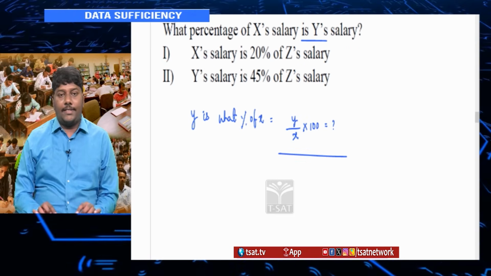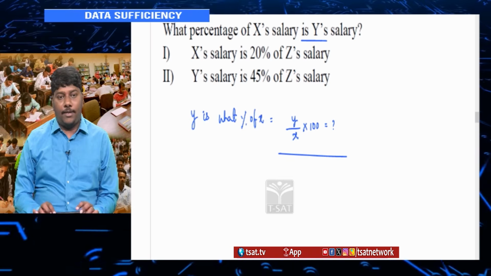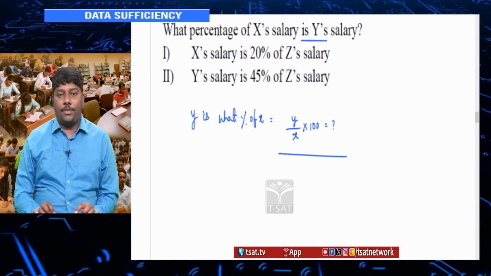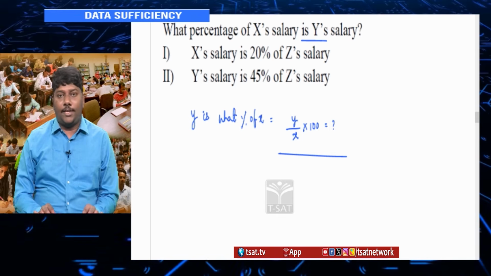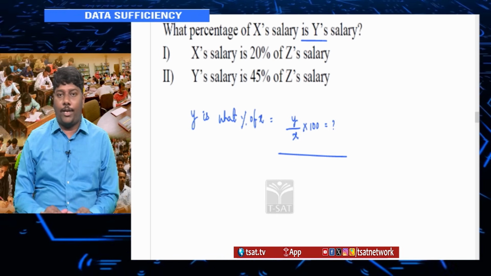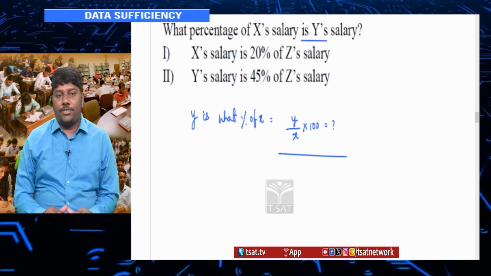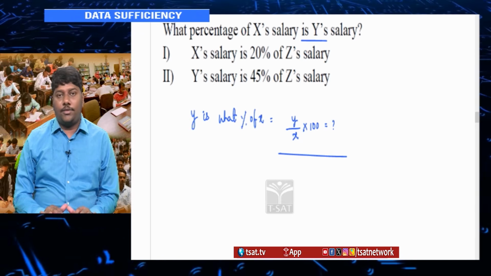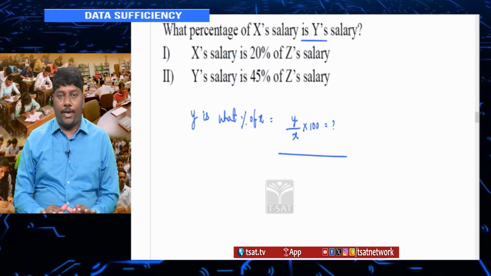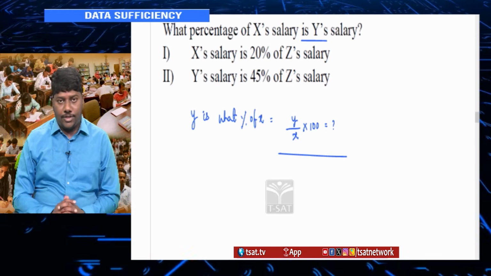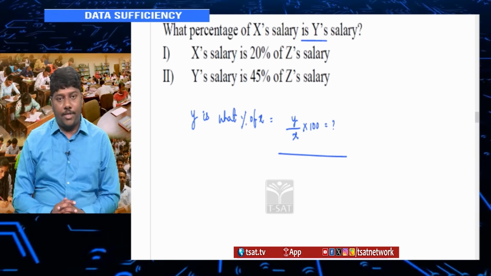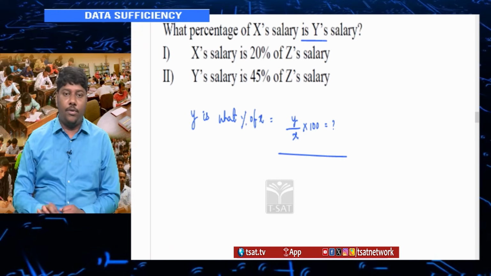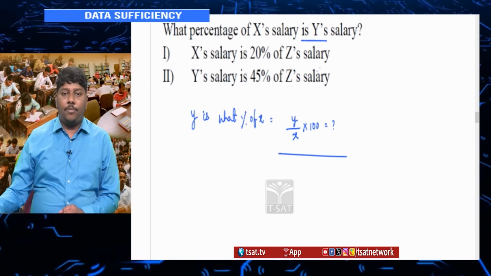Now see, X salary is 20% of Z salary. Y salary is 45% of Z salary. In statement 1, the relation is given between X and Z, there is no Y mentioned, so you cannot find out. Statement 2 is only about Y and Z, so there is no X mentioned, so you cannot find out. So statement 1 is not sufficient, statement 2 is also not sufficient, but when you combine them, definitely it is sufficient.